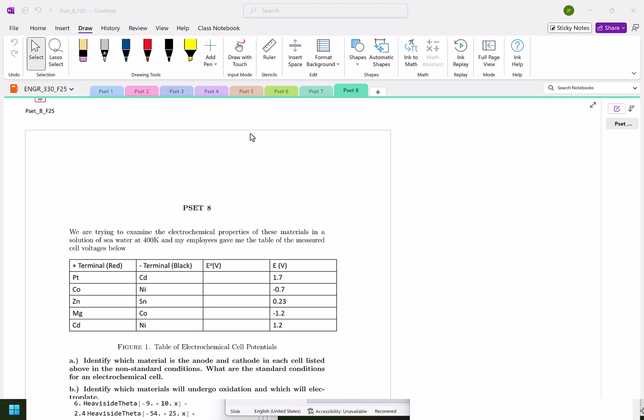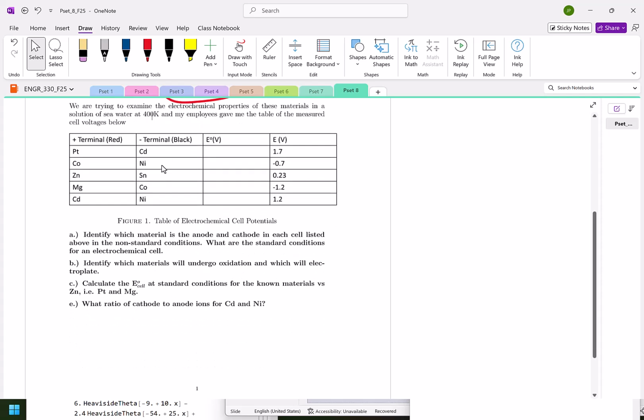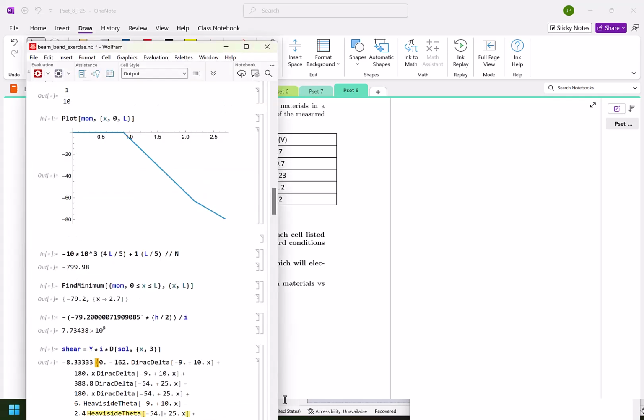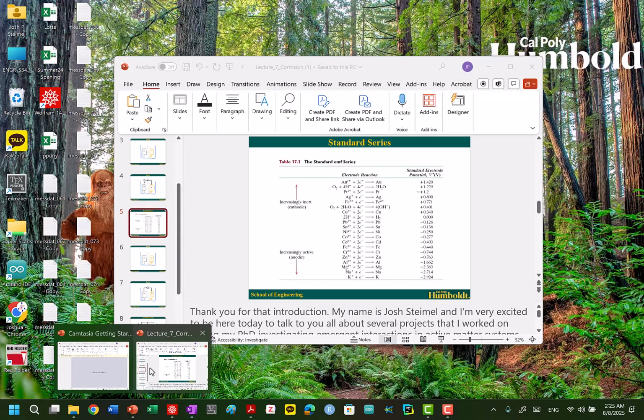All right, everyone, we've come to our time, the last problem set solution. So we're trying to examine electrochemical properties of these materials, in a solution at 400 K, using the table to measure cell voltages. Let's go ahead and open up our PowerPoint.